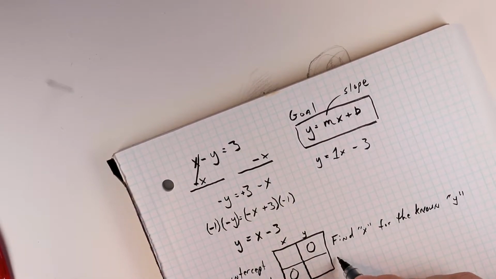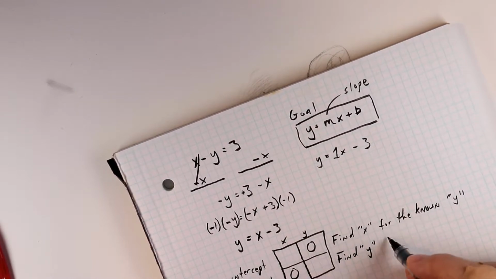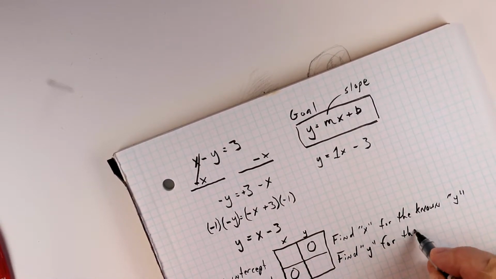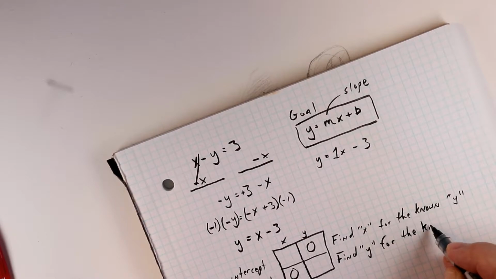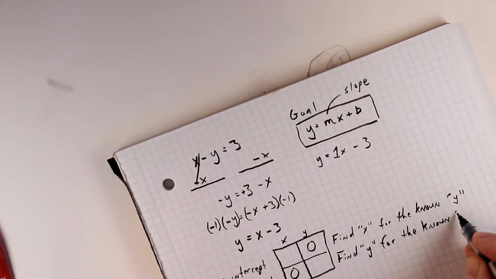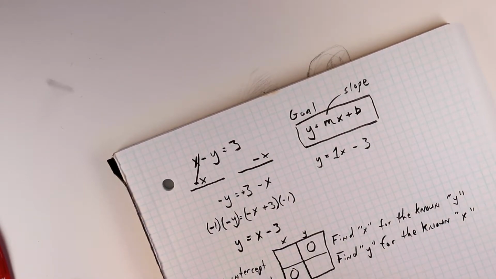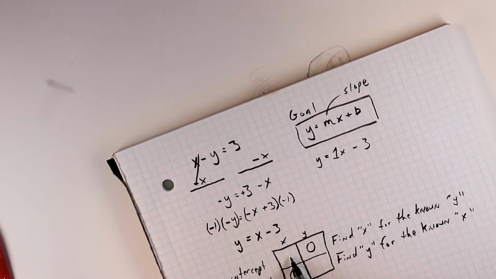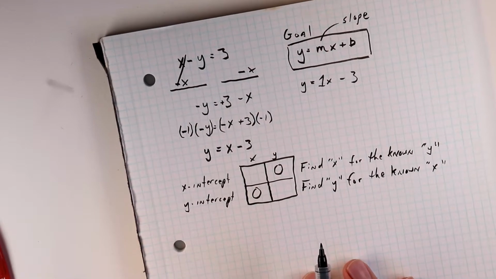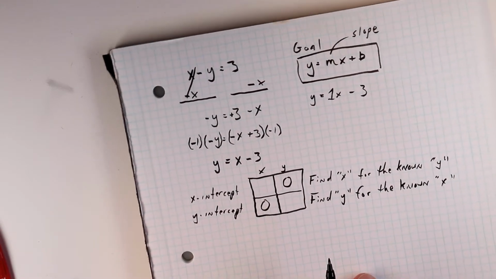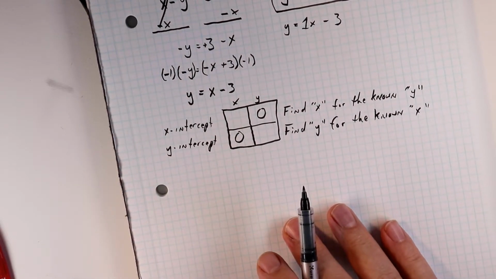So for the y-intercept, we find y for the known x. So again, we know what x is, we have to find the y. We know what y is, we have to find the x. Okay? So let's do the equations now.